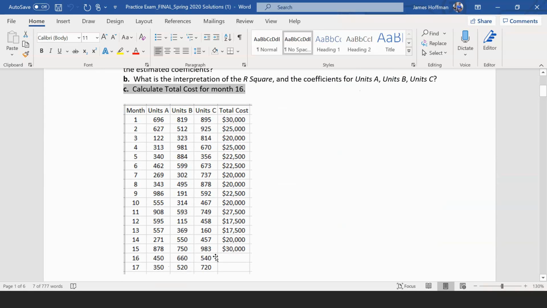All right, so let's plug those into our equation, and we can estimate our total cost based on how many of each type we think we're going to produce. All right, so if it's for month 16, plug these ones in. If it was for month 17, you would plug these ones in, but just use the general equation and then plug in the estimates or the projections for the x variables, and that'll give you your estimated total cost. So we're going to plug in 450, 660, and 540 for how many of each we think we're going to produce, and then that'll give us the estimate of the total cost.